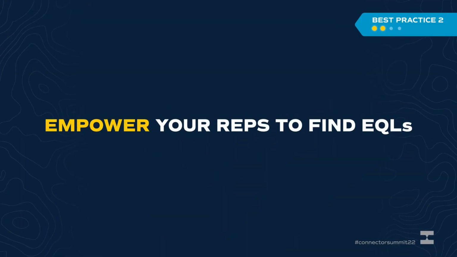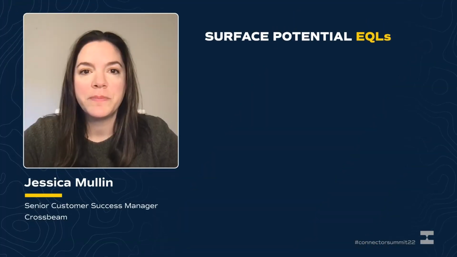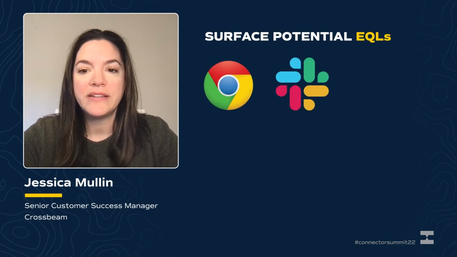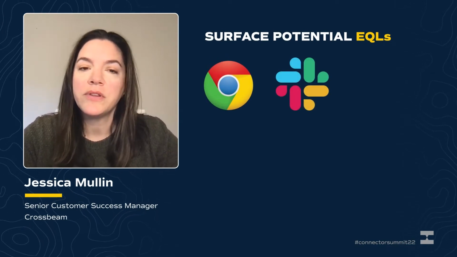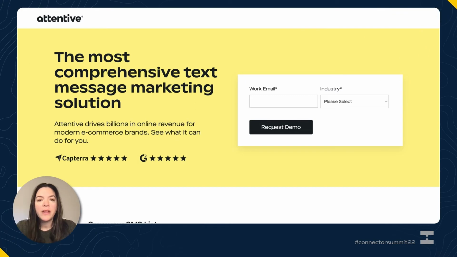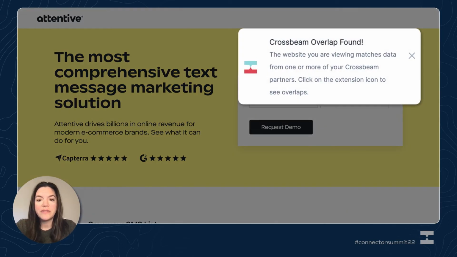The second best practice is to empower your reps to find EQLs. Your reps can surface potential EQLs in Chrome and in Slack. First, let me show you how to do this with our Chrome extension. Let's pretend I'm an SDR and I'm doing research on one of my target accounts, Attentive. I can search Attentive in Chrome, and Crossbeam's Chrome extension will notify me if there's an overlap with this account.